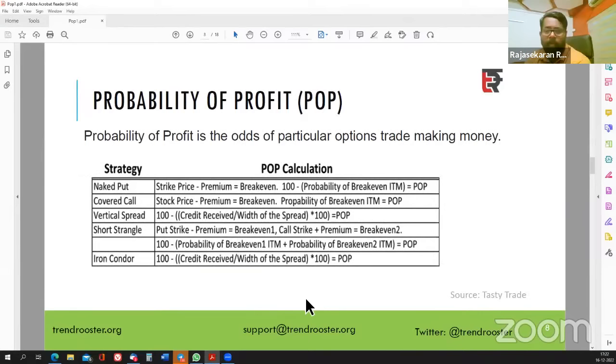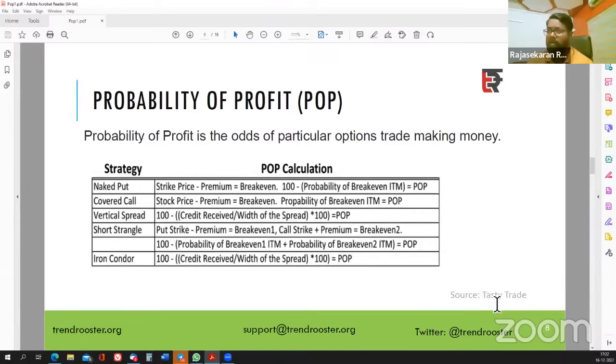Probability of profit. If you have seen it in options, people talk about POP. We have heard this terminology, probability of profit, and there is a calculation. I took these calculations from the Tastytrade website, so I gave a credit. This is the source. It's not that I cooked it up. It's available on the internet. I just took it from them, and this is the credit.